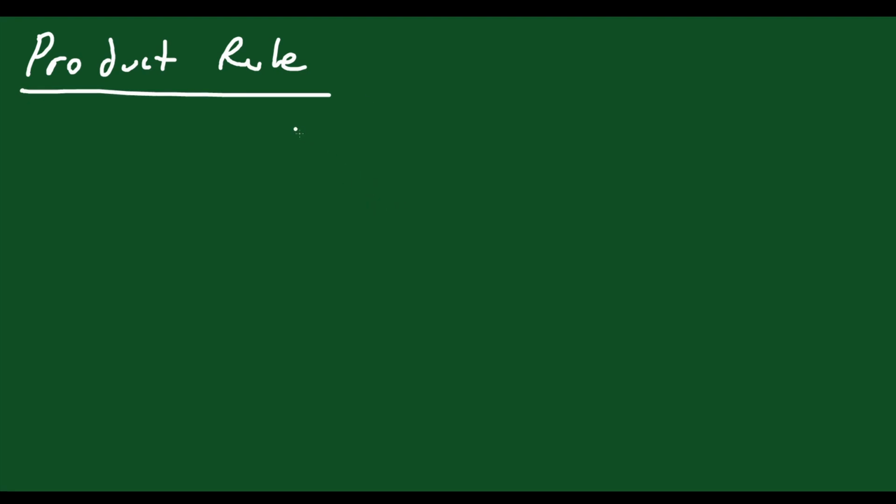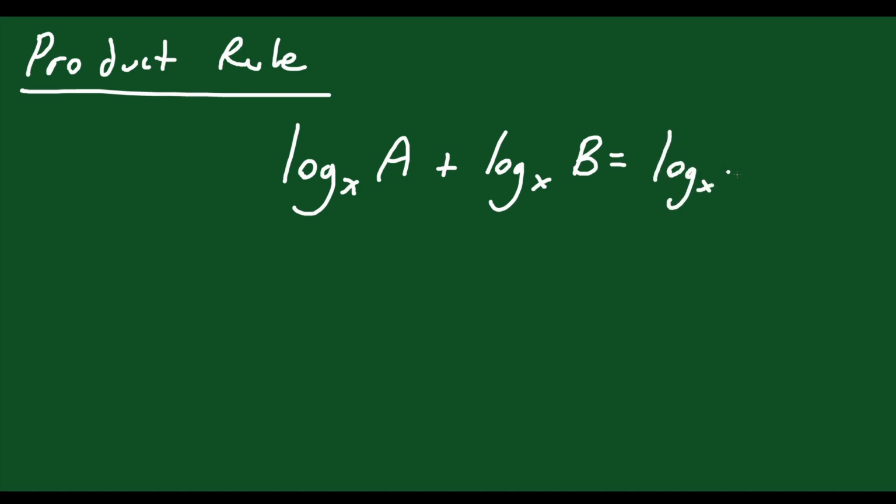Product rule says that if you have log base x of a and you add log base x of b, that's equal to log base x of a times b. Okay? So an example of this would be if you had something like log base 10 of 5. I'm not going to write the 10 because it's just the standard, right?